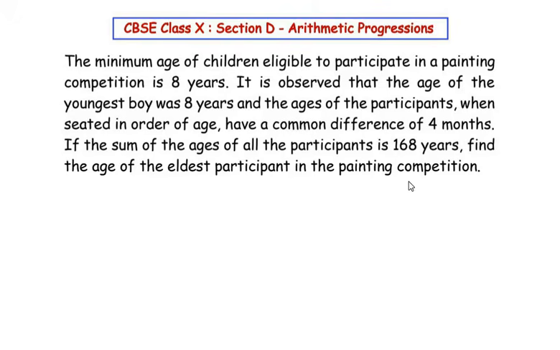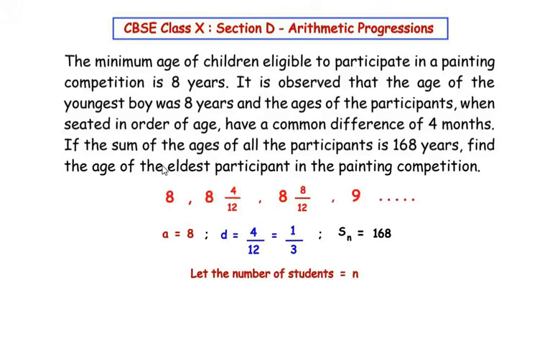So let us try to understand this question by generating the sequence for the ages of the children. Here it is given that there is a painting competition and the minimum age for a child to participate in the competition is 8 years. So here we have written 8 as the minimum age, and then it was observed that when the participants were made to sit in order of their age, they had a common difference of 4 months, which means the next, that is the second child, is going to be 4 months older than the previous child.